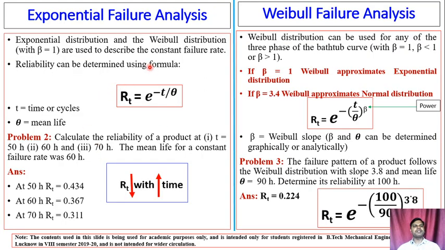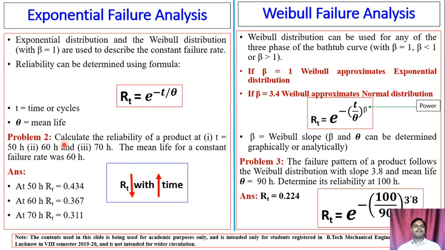Now for exponential failure analysis, we can find out the expression as R(t) equal to e to the power minus t by theta. The exponential distribution and the Weibull distribution are used to describe the constant failure rate. So reliability can be determined using this formula, where t is the time or cycles and theta is the mean life. So how to use it?